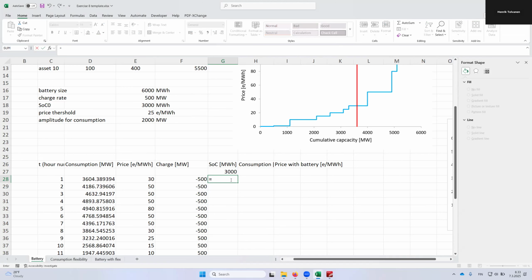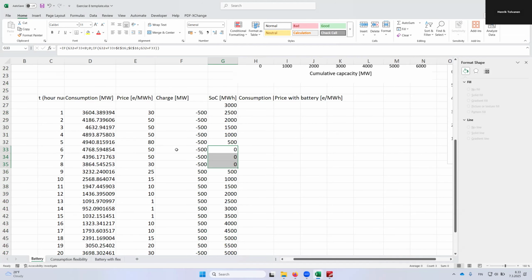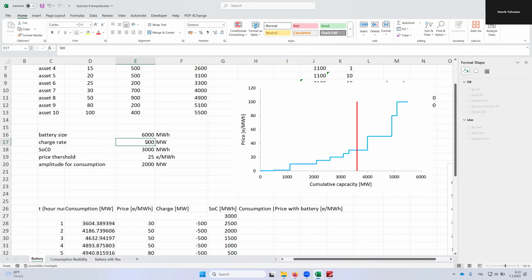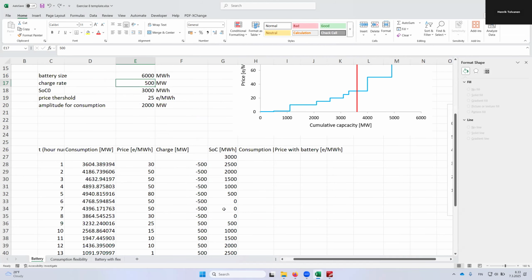So let's say that if this one plus this one goes below zero, then give me zero. Otherwise, we're going to have another if statement in here. If this one plus this one goes above 6,000 megawatt hours, then give me 6,000 megawatt hours. Otherwise, you're going to give me this one plus this one. So let's see if that works. It doesn't go below zero. And even if we were to increase this charge rate, let's see, it doesn't go above 6,000. So that seems to be somewhat reasonable.